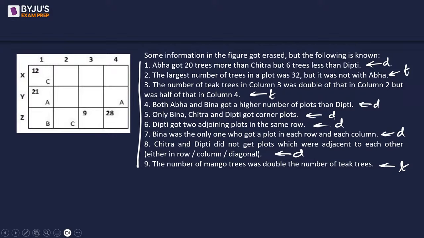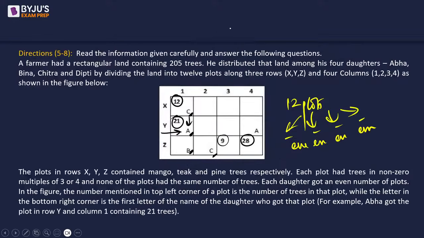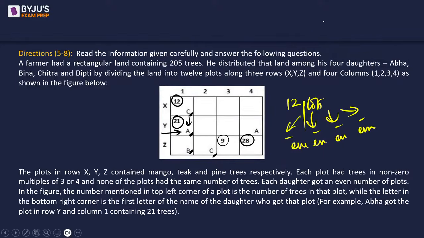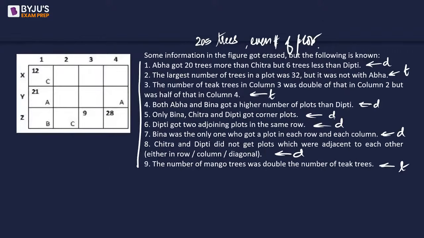So we will start finding out how many plots each daughter has got, और वो daughter का कौन सा plot है. For example, A का next plot कौन सा है, B का next plot कौन सा है, and so on and so forth. Okay. We will also not forget that there are total of 205 trees. Yes, 205 trees overall. And we will also not forget that each daughter had even number of plots. Even number of plots. And we will also not forget that each plot had multiples of 3 or 4.